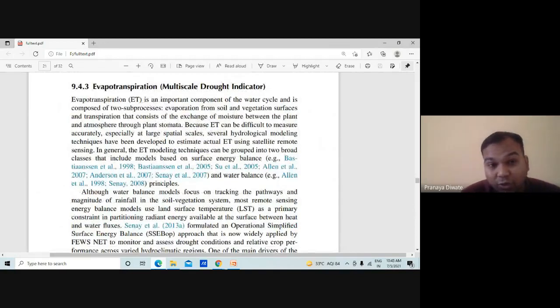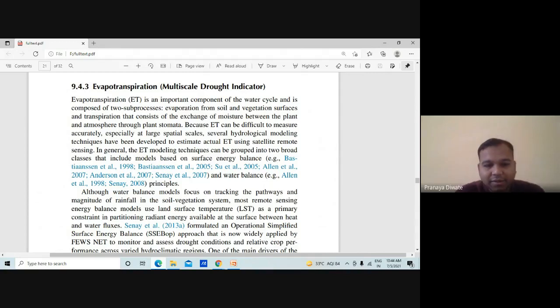Then the evapotranspiration, which we commonly call ET. ET is an important component of the water cycle, through which water is transferred to the atmosphere through the plant stomata.